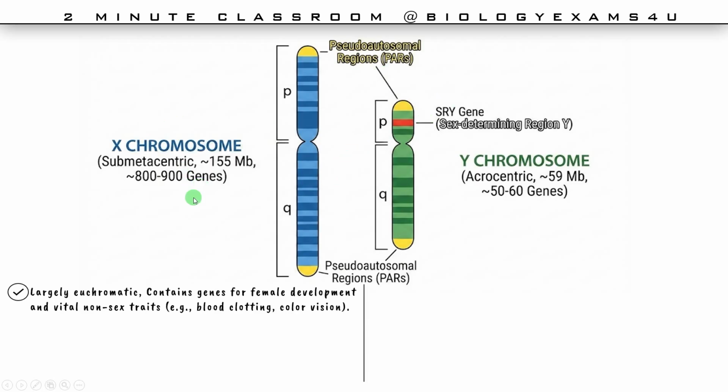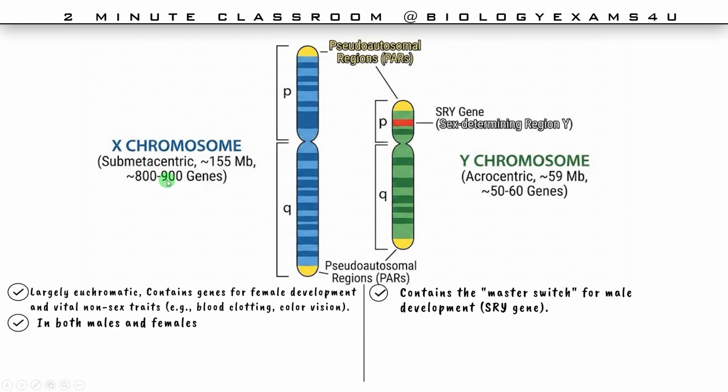X chromosome is largely euchromatic, very active chromosome, contains genes for female sexual developmental traits and also vital non-sex traits like blood clotting, color vision, etc. Y chromosome contains the master switch for male development, which is called as SRY region, that determines the sex or maleness in mammals.